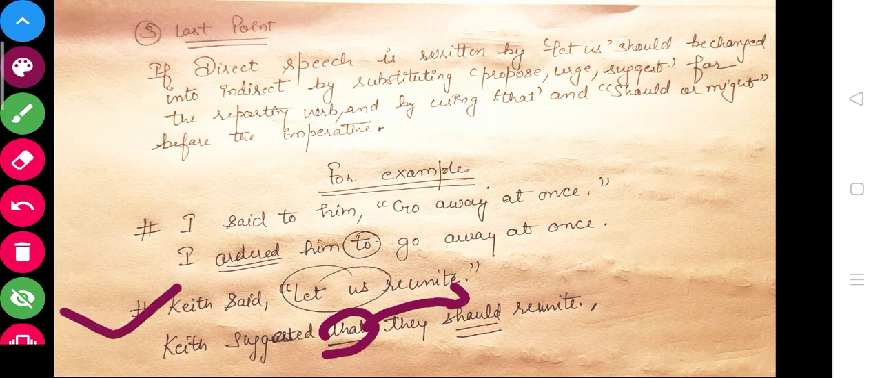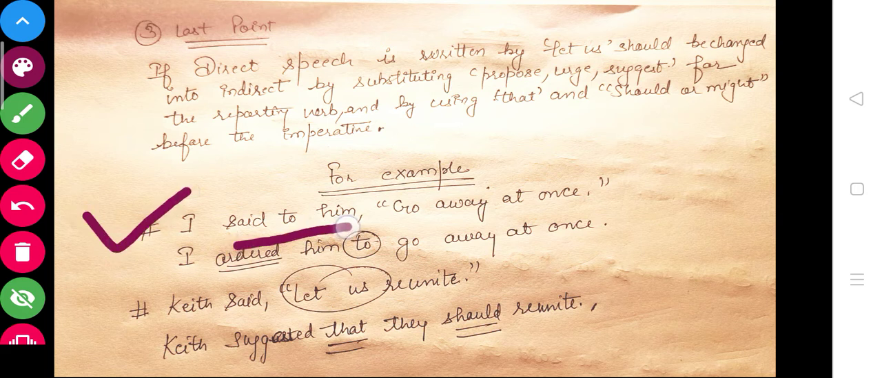This is one of the examples. Keith said, "Let us reunite." Keith suggested, so a suggestion is given. So Keith suggested that they should reunite. Like Keith is saying it to somebody which is unknown to us. The third person is there, so we can use them, said to them. Then them will change into they, definitely. And one more example is there. There would be two examples to let you know about it.